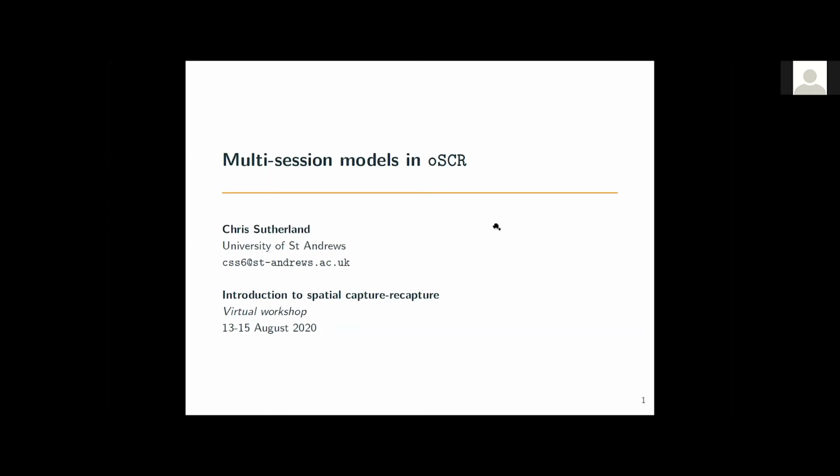So what I'm going to focus on for the next hour and a half probably is what you heard a lot about yesterday, this idea that oSCR is built around the multi-session likelihood structure. And the focus of today is, first of all, to introduce what we mean by multi-session models and multi-session data, and then couple that with some background of what multi-session models are useful for, why you'd want to use them, how you would do these things in practice, and then show an example using some of my own data on how you'd fit some of these multi-session models.